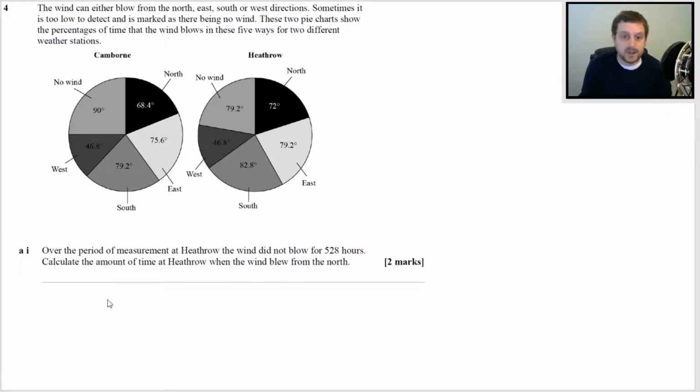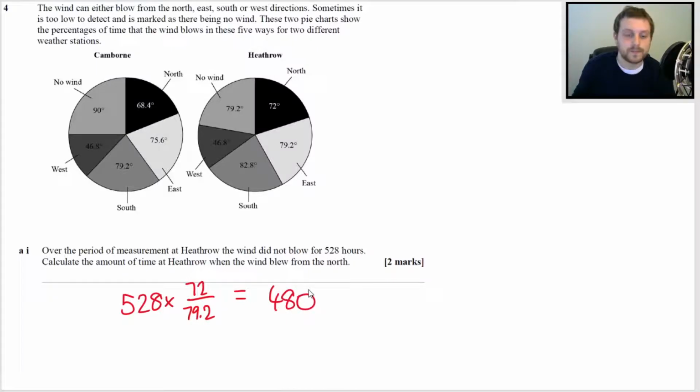Most people did this. I think the easiest way to do it is you could use ratio, you could use a multiplier. So I did 528 times 72 over 79.2. Right, so 528, let me just have a look because I'm rushing this a bit because I want it to be quick. When we divide by 79.2, that's like working out what 1 degree is, and then when we times by 72, we're working out what this bit is here. So if I actually work this out, it's 480.